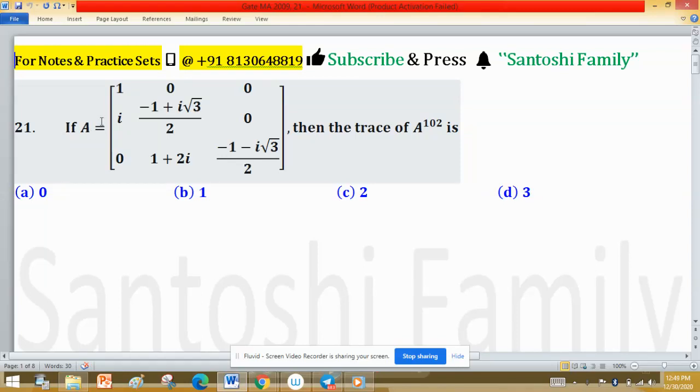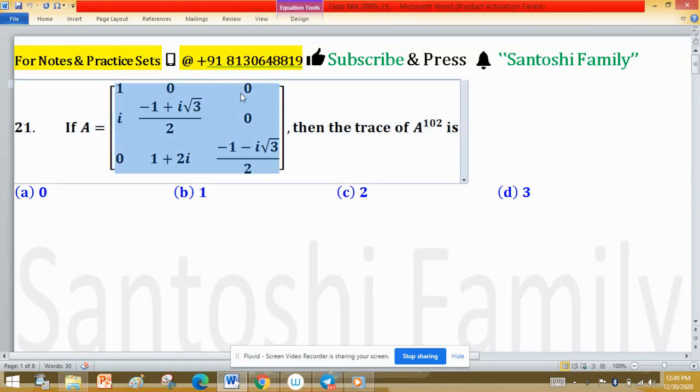Matrix A is, row-wise, 1, 0, 0; then -1 + i√3/2, 0; and the last row is 0, 1 + 2i, and the last entry is (-1 - i√3)/2. Then find the trace of A raised to the power 102.